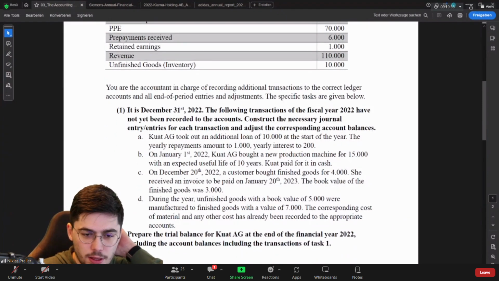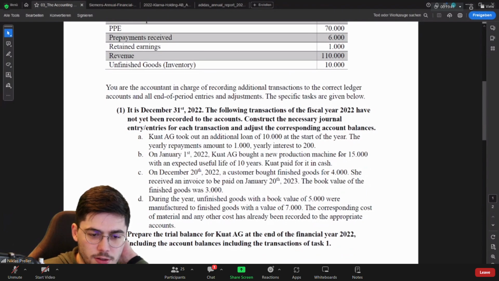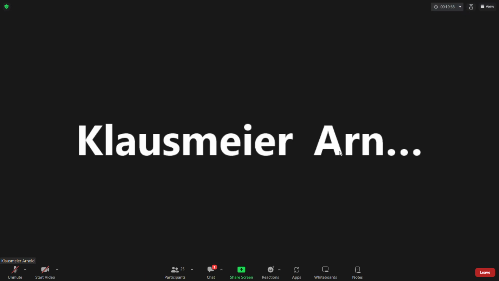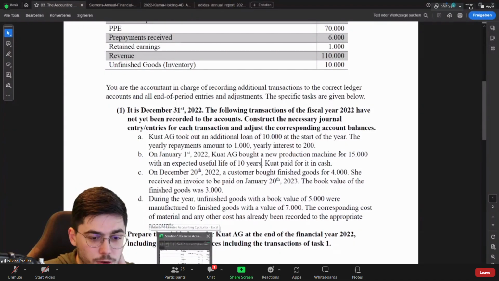Then number D, during the year, unfinished goods with a book value of 5,000 were manufactured to finished goods with a value of 7,000. The corresponding cost of material and any other cost has already been recorded to the appropriate accounts. Any ideas for this? Decrease to unfinished goods 5,000, and then increase in finished goods to finished goods 7,000. The other way around, we now raise the finished goods.